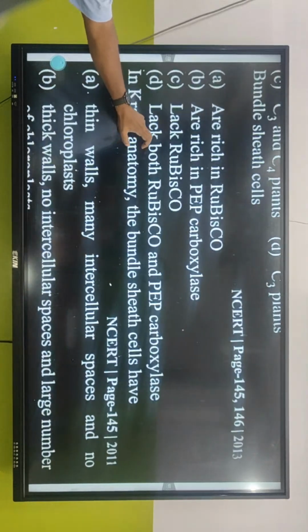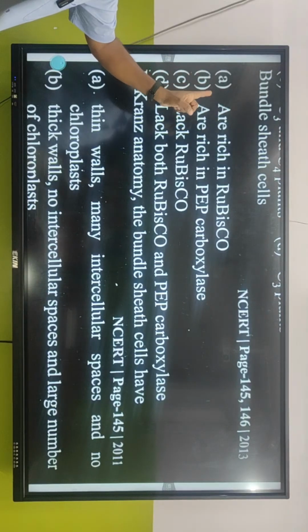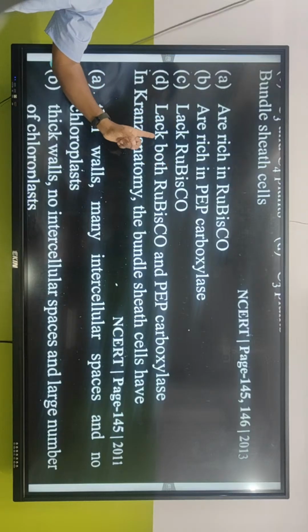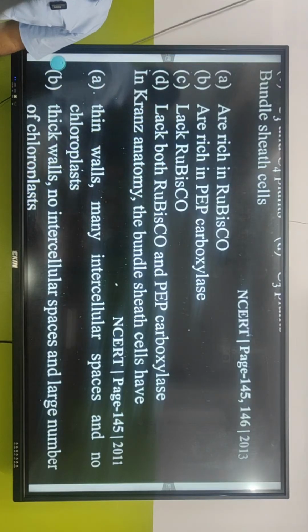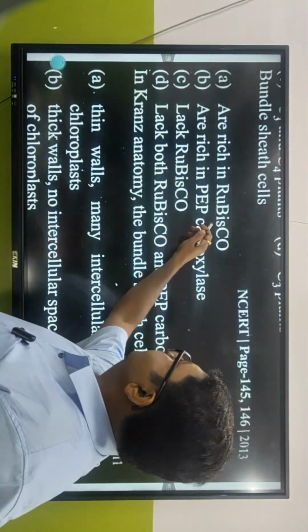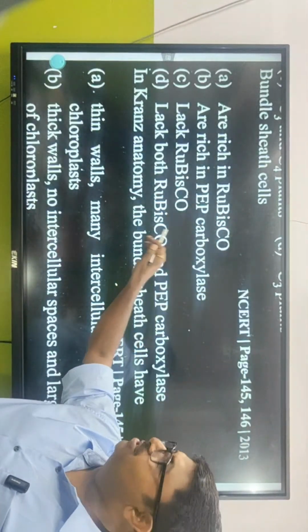Bundle sheath cells are rich in Rubisco, rich in PEP carboxylase, lack Rubisco, or lack both Rubisco and PEP carboxylase. Tell me, Ayushi. A. Are rich in Rubisco. Good.